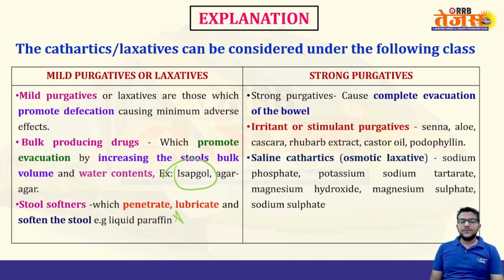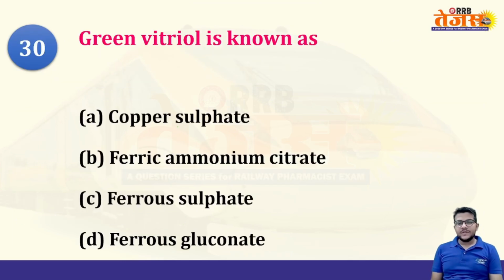Then we have stool softeners, which include liquid paraffin, and next you have irritant or stimulant purgatives. Irritant or stimulant purgatives are senna, aloe, cascara, rhubarb, castor, and podophyllum. Saline cathartics are sodium phosphate, sodium potassium tartrate, magnesium hydroxide, and magnesium sulfate, which are all used as strong purgatives.